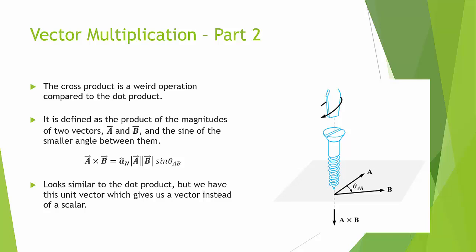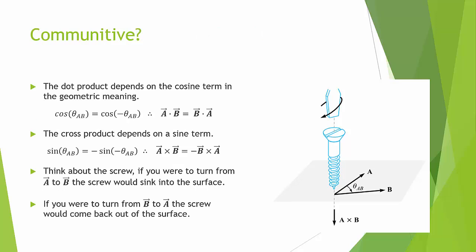And that should look very familiar. That looks almost like the dot product, except it's a sine instead of a cosine. But we have this additional unit vector. And what this a hat n unit vector does is it gives us a vector instead of a scalar. That alone can cause some problems in terms of computation, which we're going to use as our motivation to find a second definition for the cross product.